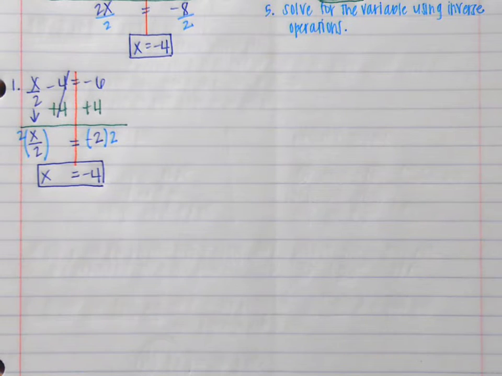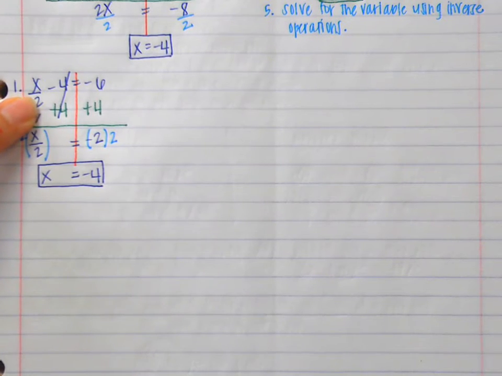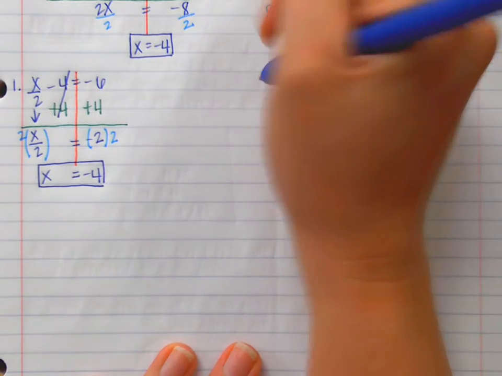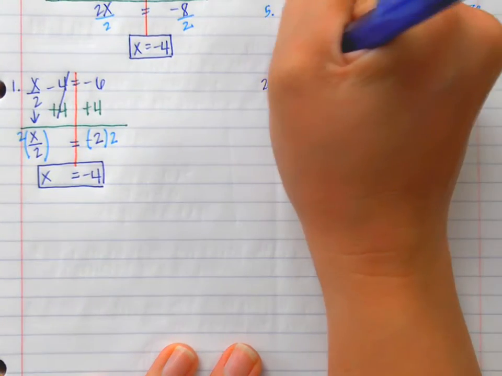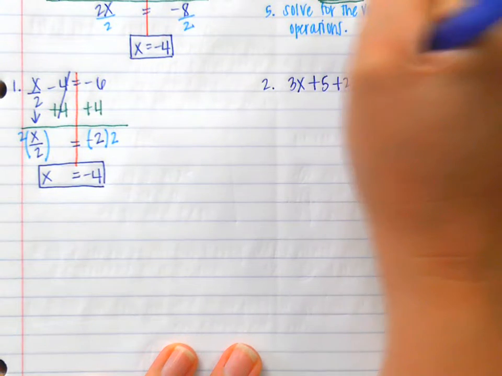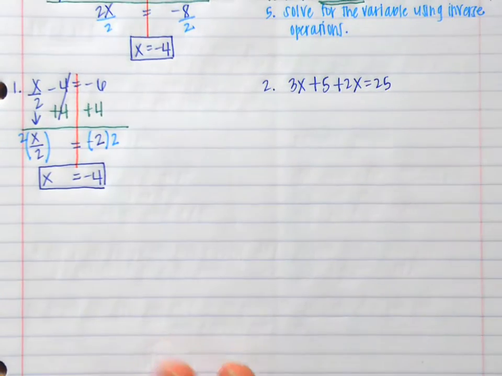Again, I can plug it in. -4 divided by 2 is -2. -2 minus 4 is -6. Okay, let's try 2. 3x plus 5 plus 2x equals 25.